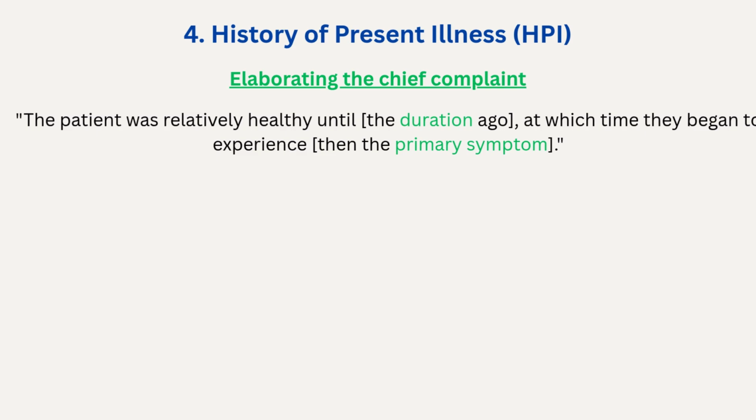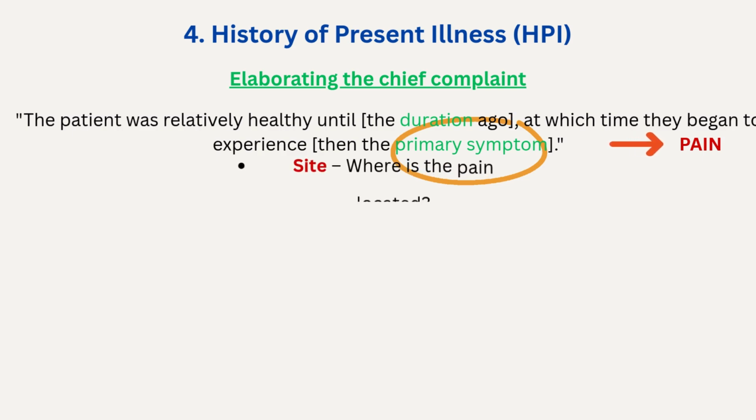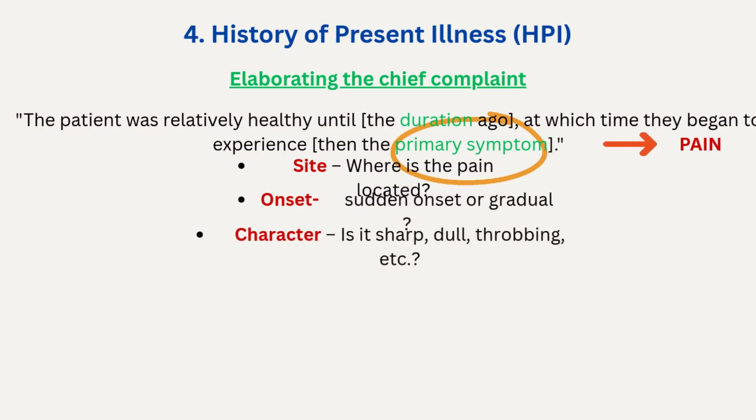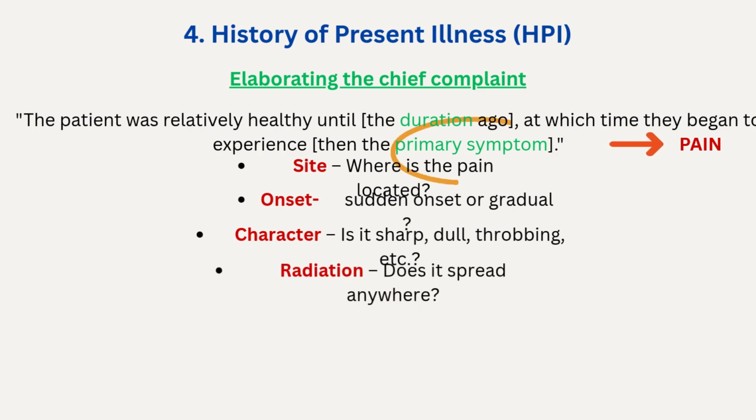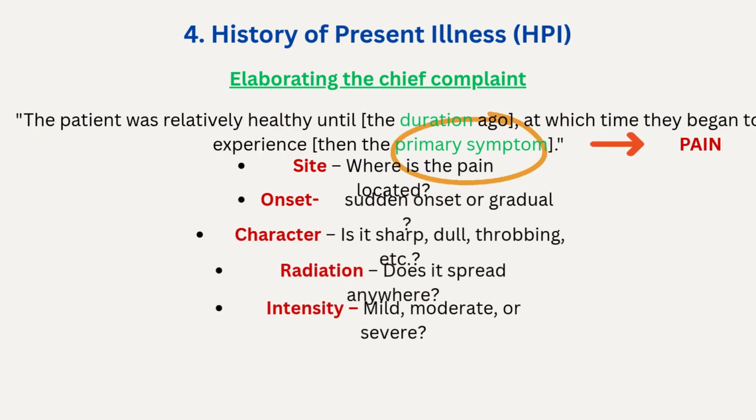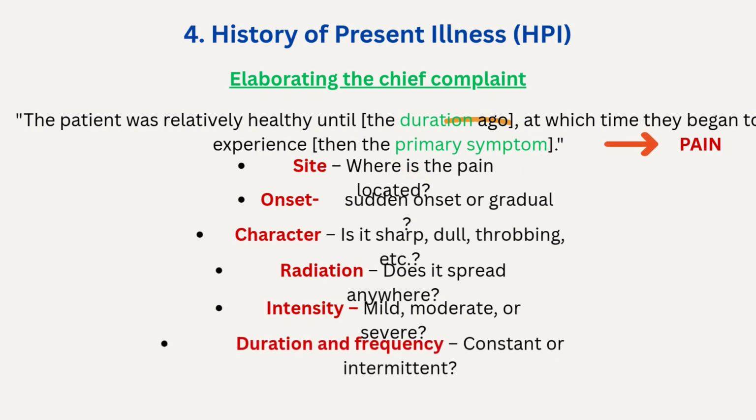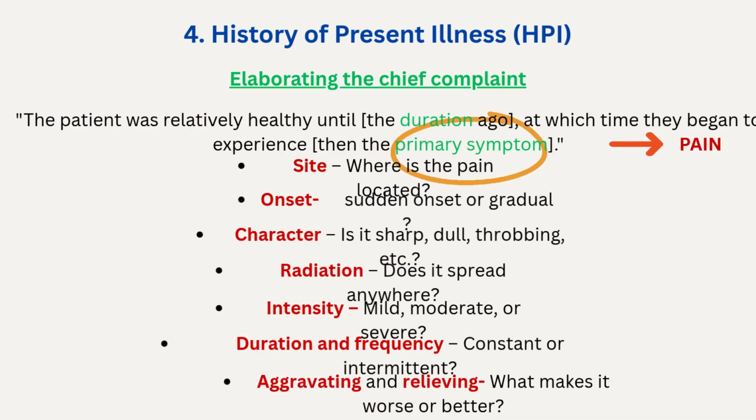For example, if the symptom is pain, you should characterize the pain using the following descriptors. Site, where is the pain located? Onset, sudden or gradual? Character, is it sharp, dull, throbbing, etc.? Radiation, does it spread anywhere? Intensity, mild, moderate, or severe? Duration and frequency, constant or intermittent? Aggravating/relieving factors, what makes it worse or better?